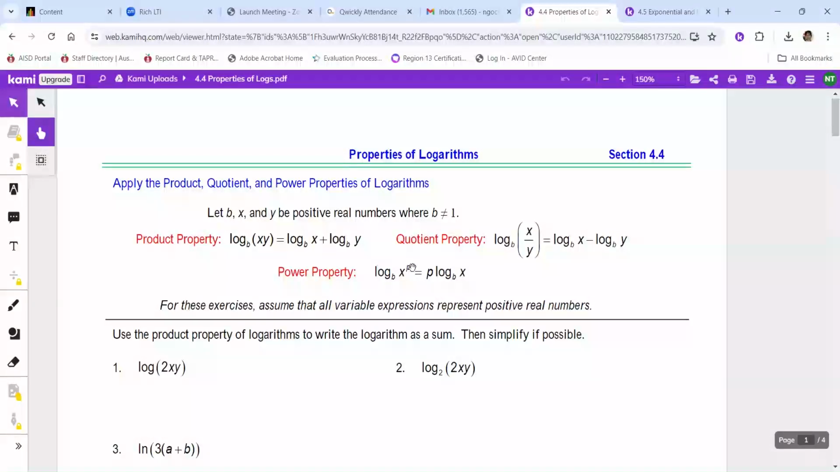You can bring the power, or the exponent, in front and then multiply it with the log. So p times log base b of x. Okay, so let's go ahead and get started with the exercises.